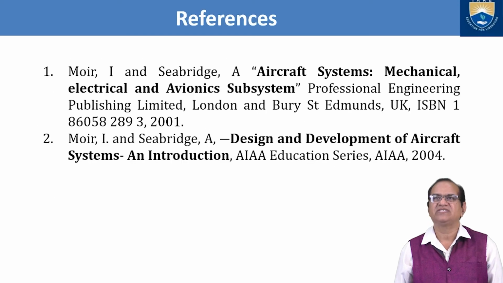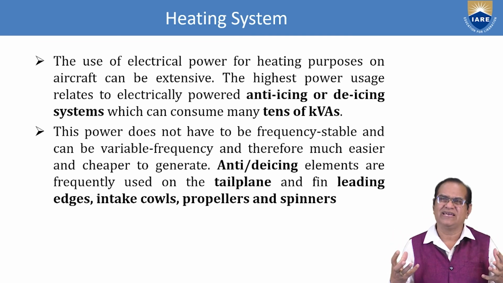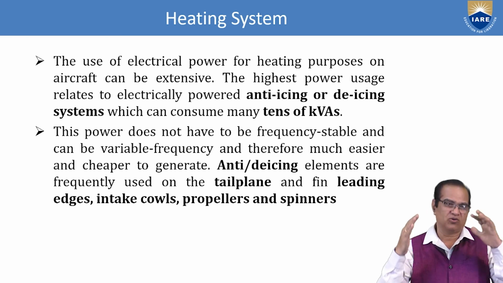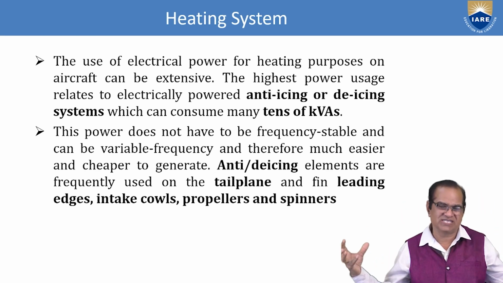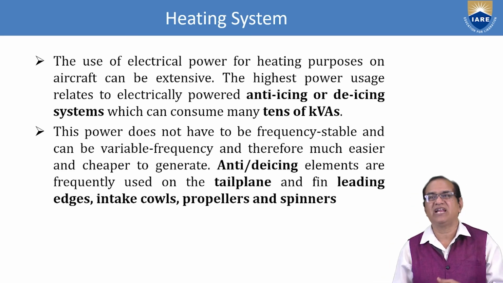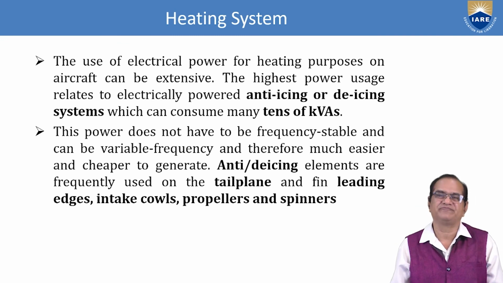Now, heating systems. We also use our power supply for the heating of the system, because during the cold zone, your sensors, your pitot tubes, your windshield, your wings, your engine cowlings, on all these things, ice will be formed. This ice is not good and the performance of the aircraft will be degraded. To avoid that, we should use some heating system so that this electrical heating will try to avoid this formation of the ice. So we should do anti-icing and the de-icing of the aircraft.